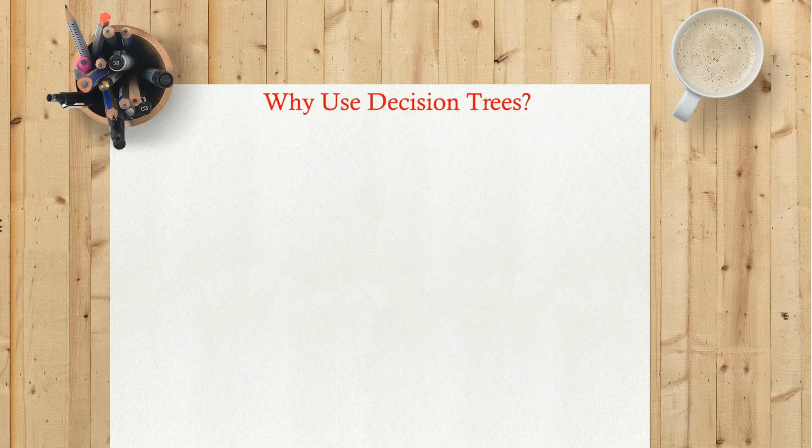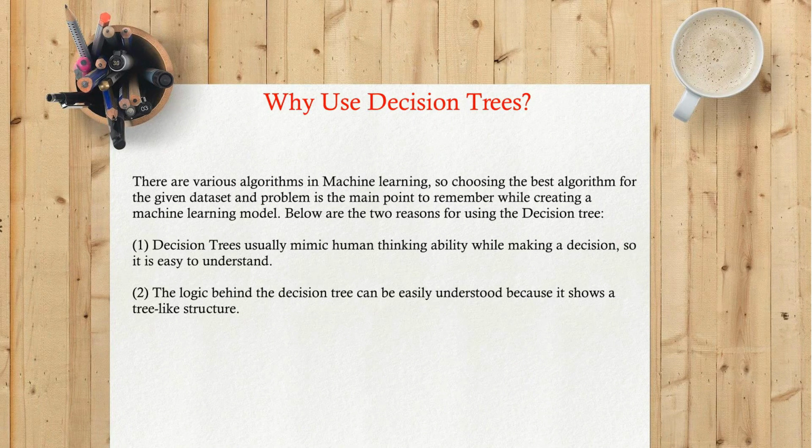Why use decision trees? There are various algorithms in machine learning, so choosing the best algorithm for the given dataset and problem is the main point to remember while creating a machine learning model. Below are the two reasons for using the decision tree. 1. Decision trees usually mimic human thinking ability while making a decision, so it is easy to understand. 2. The logic behind the decision tree can be easily understood, because it shows a tree-like structure.